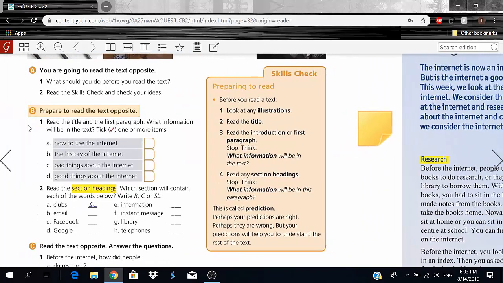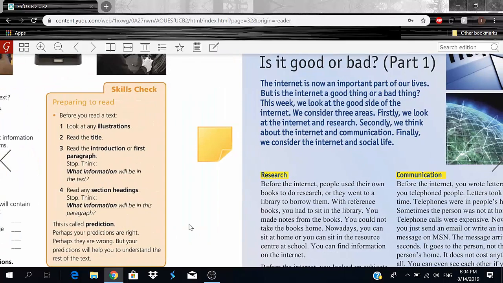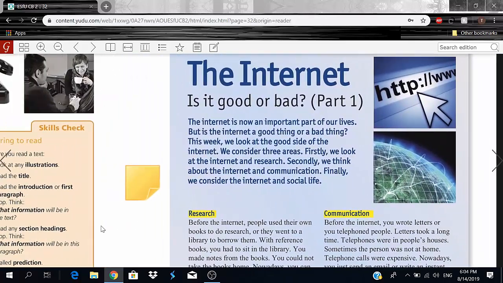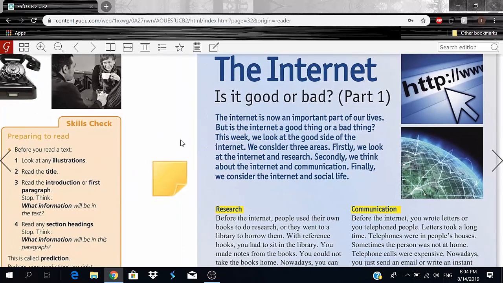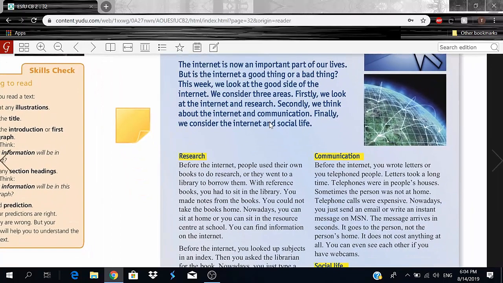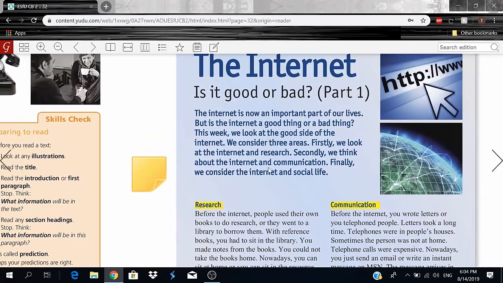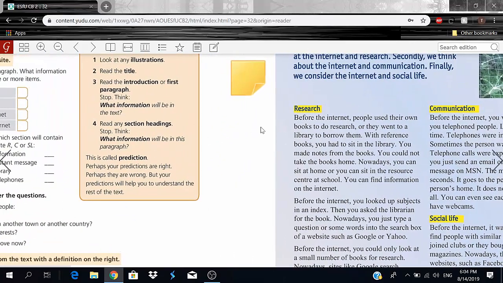Exercise B, prepare to read the opposite text. Here we have it. Read the title and the first paragraph. What information will be in the text? Okay. So it seems that now we're gonna have a simple comprehension here in these next exercises. So what I want you guys to do is pause the video right now and apply what I just told you in terms of preparing to read. Okay? And then you're gonna unpause this video and I'll read the whole thing right now. So I'll read the introduction. I'm not gonna be stopping, okay? So straight up I'm gonna read all of this and then we'll do the comprehension together.